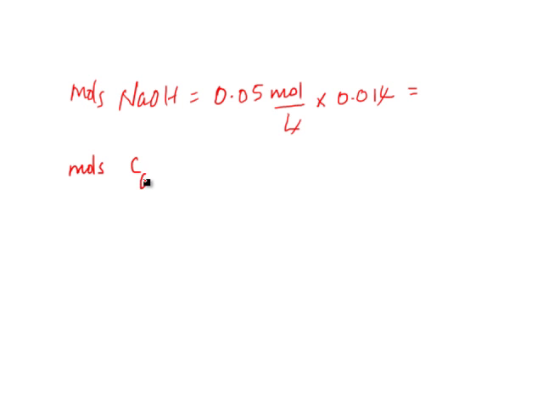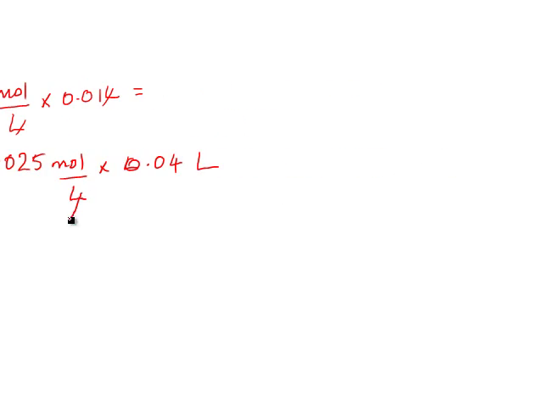C6H5COOH. Again, molarity of benzoic acid is 0.025 moles per liter multiplied by, what's the volume? 40 milliliters. Oh, so 40 milliliters is 0.04 liters. Again, liters and liters goes away. So what are the number of moles?